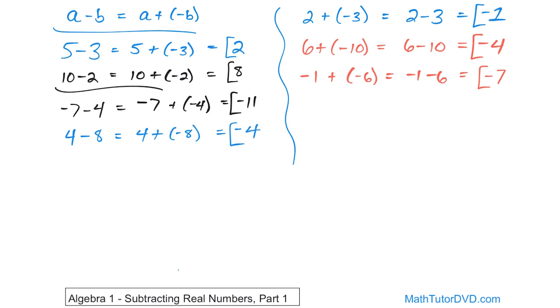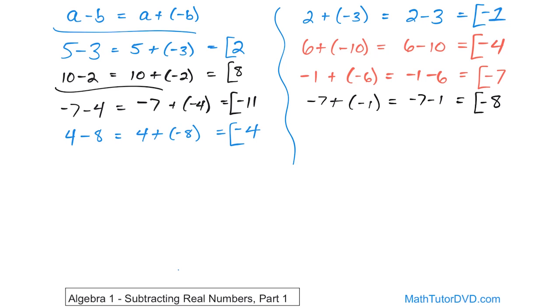Last one here in this little batch, -7 plus -1. -7 plus -1 can be written as -7 minus 1. It's the same story. We're adding two negative numbers together, so we just add them, 8, and we always keep the negative sign. Negative plus negative always gives us negative. So the same sort of thing.